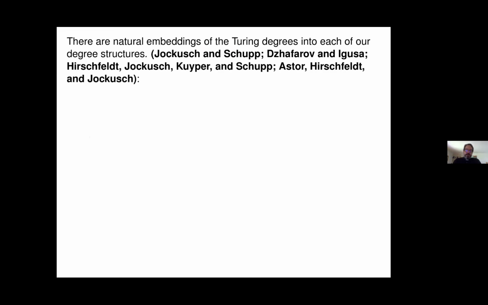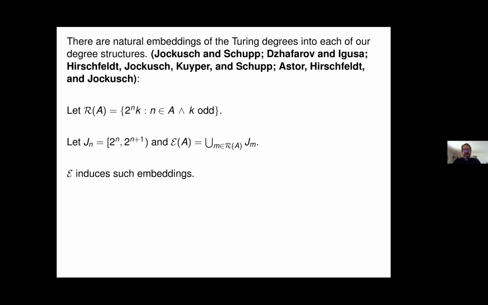And when I say they're natural, basically there's a couple of properties that one could ask for, for a nice embedding of the Turing degrees, and these embeddings have it. In fact, they're unique with these properties. So there may be some weird embedding, but as far as natural embeddings, there's only one embedding in each case. And here's one way to get it, to induce it.